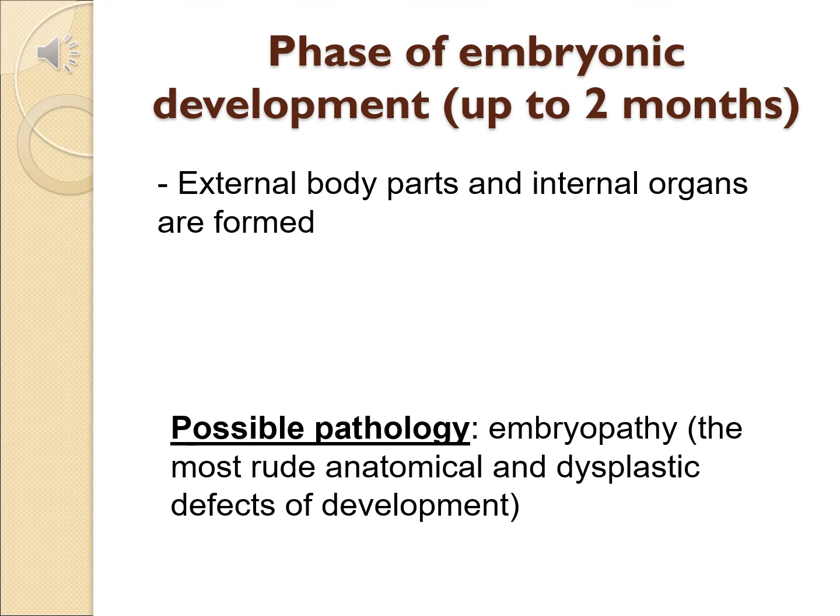So, first is the phase of embryonic development, which lasts from conception to 2 months. In this phase, external body parts and internal organs are formed. Possible pathologies in this period are embryopathies, the most rough anatomical and dysplastic defects of organs.